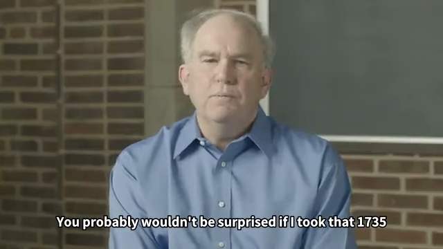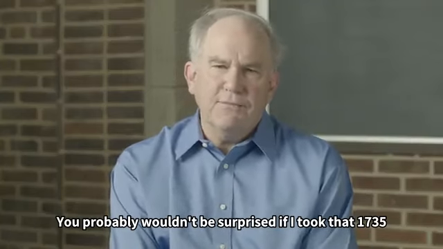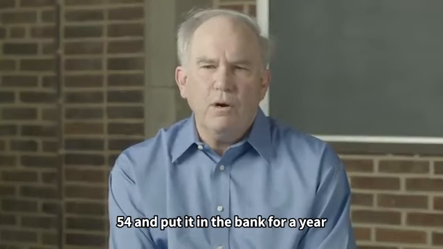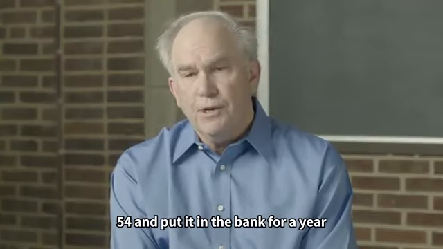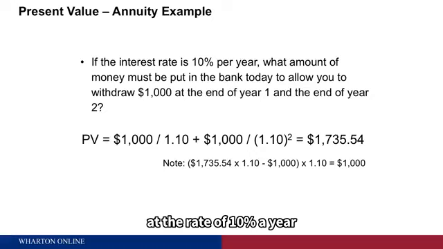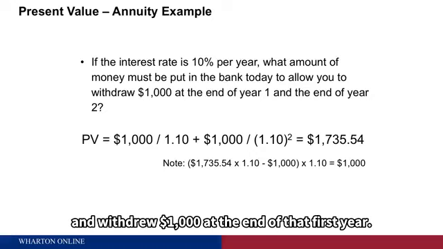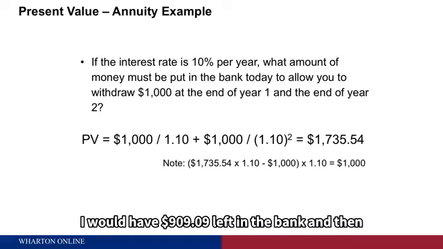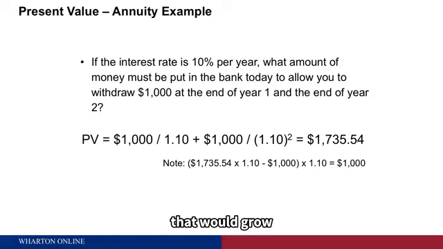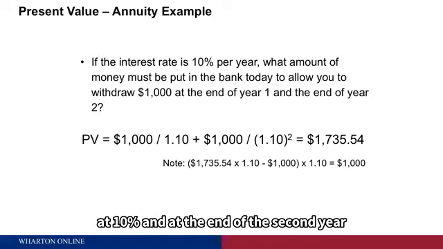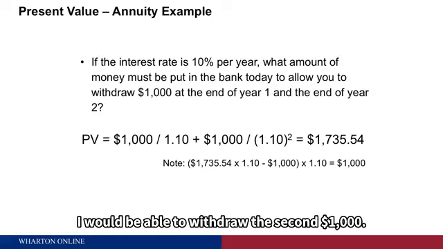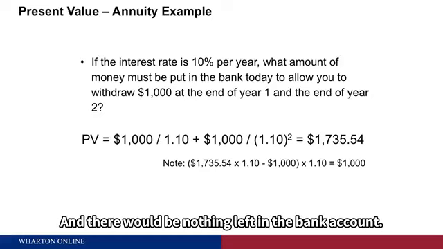You probably wouldn't be surprised that if I took that $1,735.54 and put it in the bank for a year at the rate of 10% a year and withdrew $1,000 at the end of that first year, I would have $909.09 left in the bank. And then, of course, that would grow at 10%. And at the end of the second year, I would be able to withdraw the second $1,000, and there would be nothing left in the bank account.